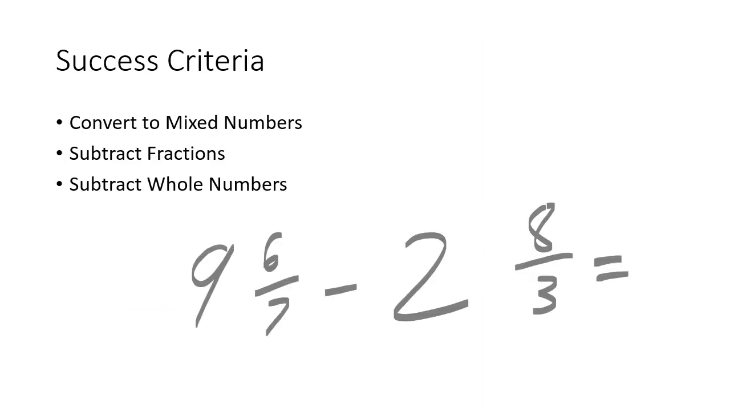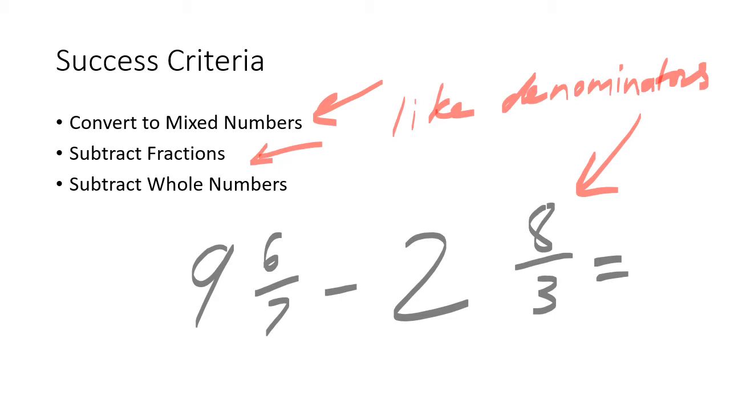When we are confronted with these improper fractions, we're going to have to convert them to mixed numbers first. Then we can subtract the fractions, when they've got like denominators, so we might need to make them like denominators, and then we can subtract the whole numbers. So let's have a go at doing that right now.